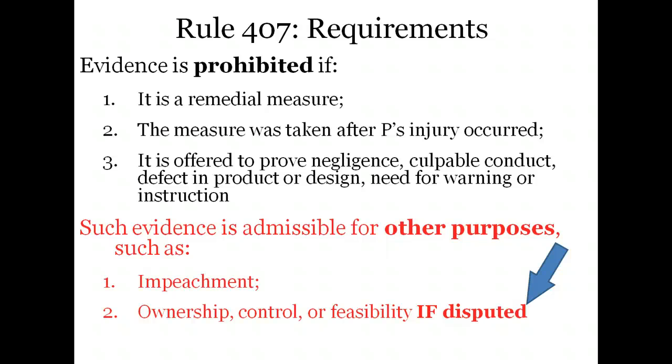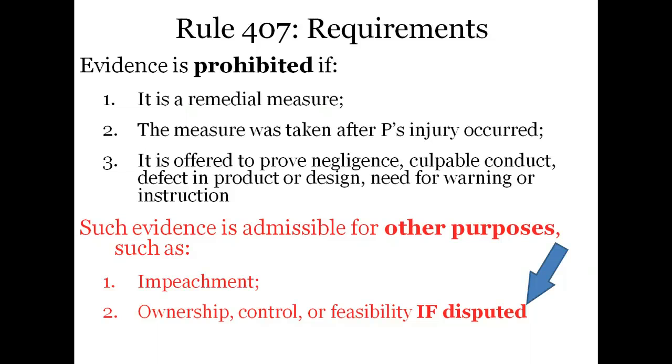Under the rule, and this is special to Rule 407, if the party is offering the evidence for the other purpose of ownership, control, or feasibility, that issue of ownership, control, or feasibility must be disputed by the opposing party. Okay, so it must be disputed if you're offering it for that. What does that mean? It means that your opponent, the opposing party, can avoid introduction of the remedial measure simply by stipulating to the other purpose.